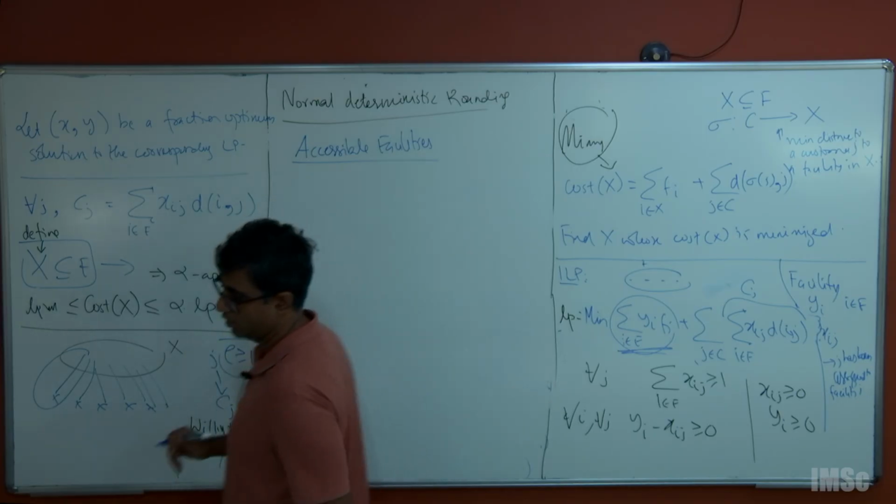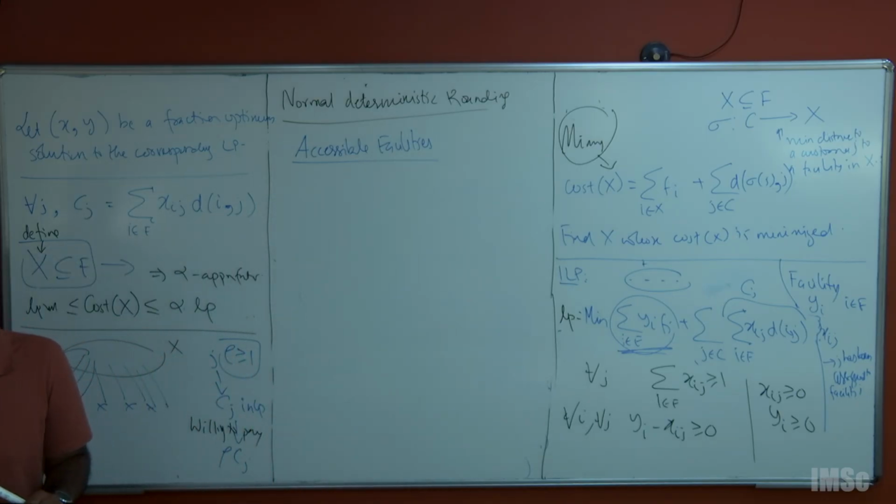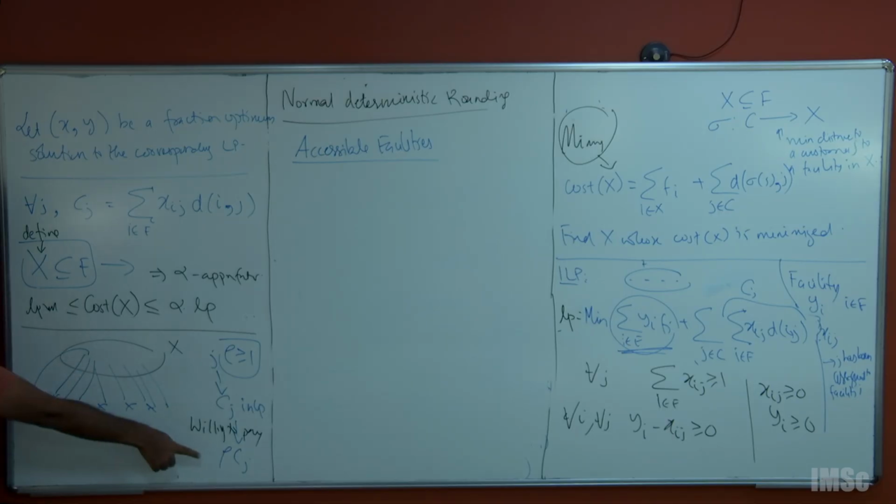What do you think are potential accessible facilities? Look, think about it. When it comes to X, he has to pay some distance, right? And I'm saying I'm not willing to pay more than this. So which facility is accessible to him? Whose distance is less than this one number.